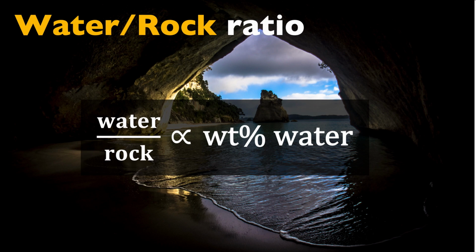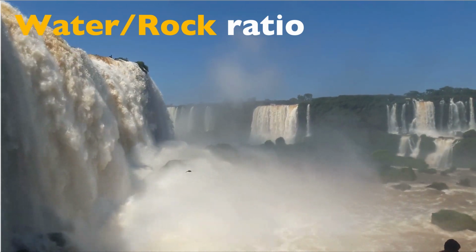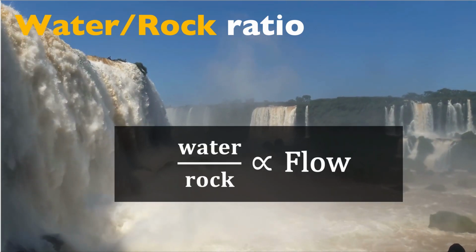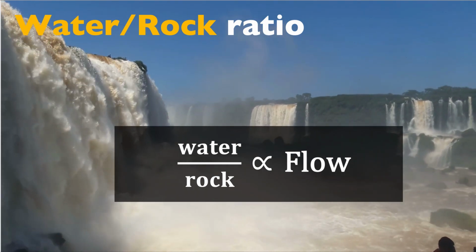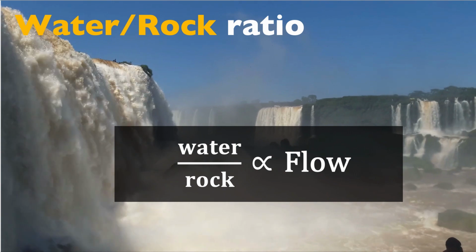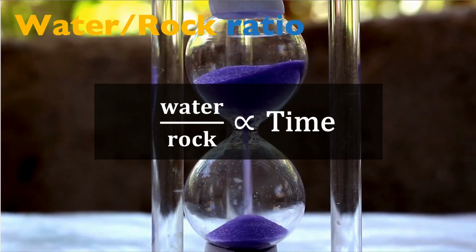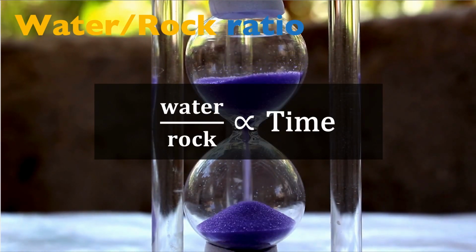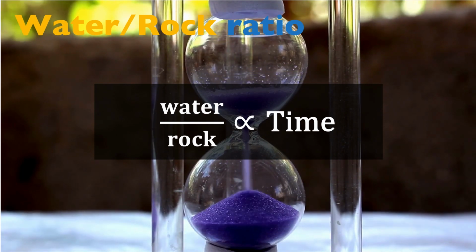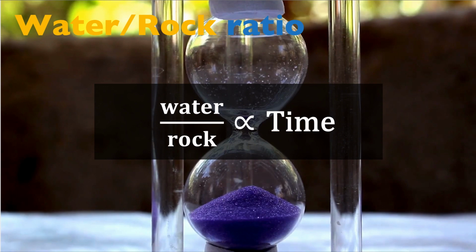And conversely, if you bring a water that is actually very aggressive and can dissolve your rock, the more water you bring, the more dissolution you can have. So water-rock ratio is proportional to the percentage of water, which often comes down to being proportional to the porosity of the rock. Now, water-rock ratio is also proportional to flow, because the faster you move that water, the more water the rock will see. So flow is extremely important for water-rock ratio. And finally, water-rock ratio is proportional to time. The longer you expose a rock to water, the more time you have for diagenetic transformation.